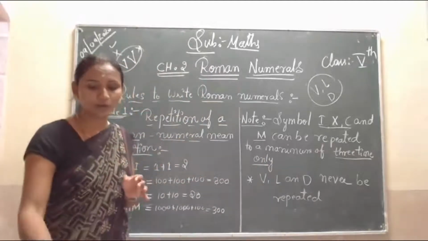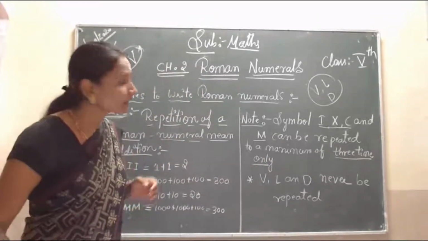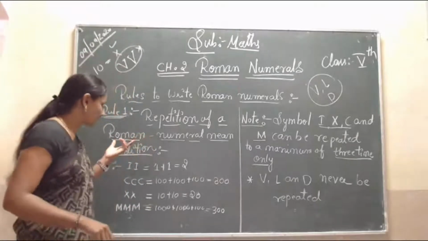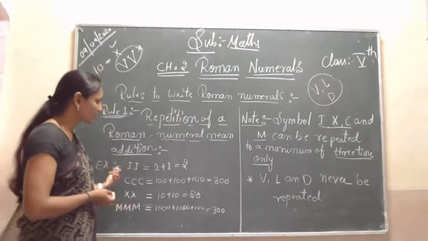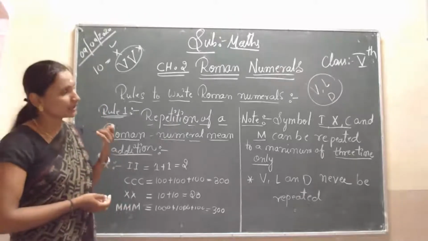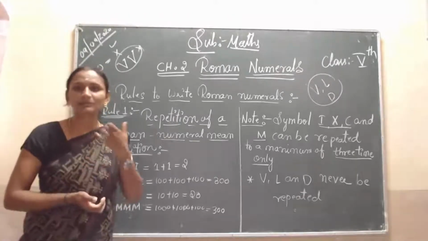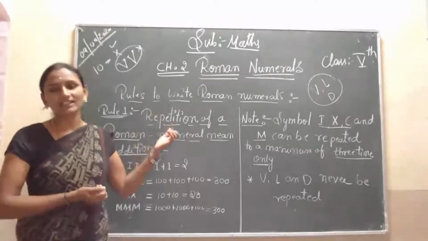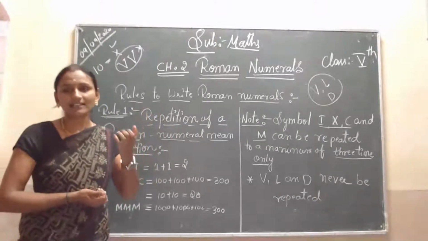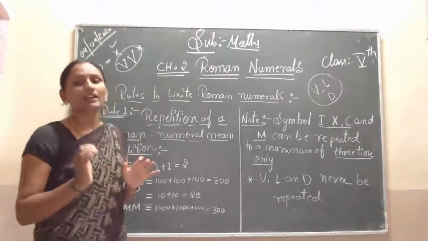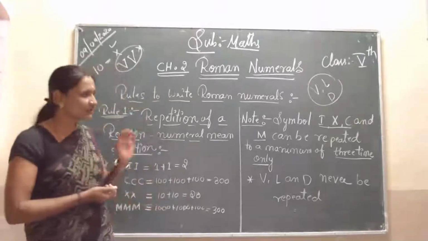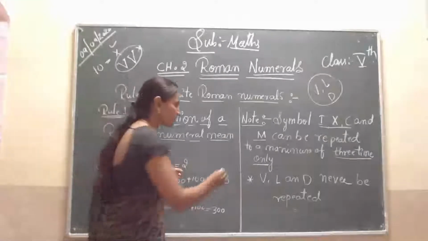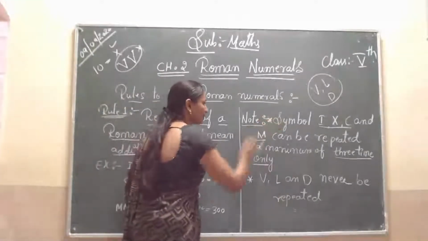So, students, repetition in Roman numerals means addition. So the symbols that can be repeated a maximum of 3 times are I, X, C and M. The never-repeated symbols are V, L and D. Okay students, note these 2 points, some important points.